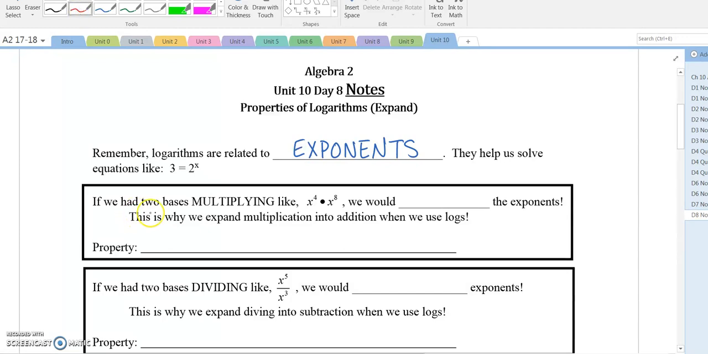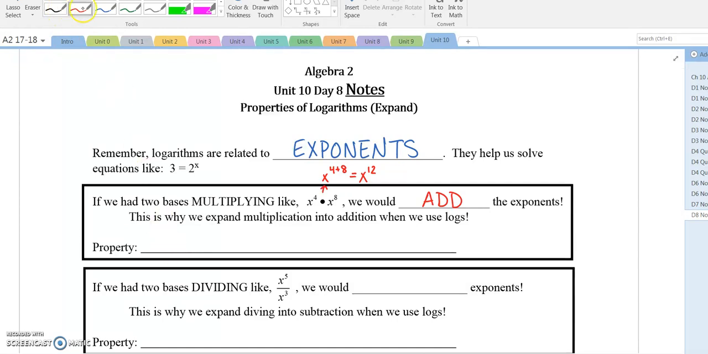For example, if we had two bases multiplying, like x to the fourth times x to the eighth, we would add the exponents, right? It would turn into x to the 4 plus 8, which is x to the 12th. Those two operations, multiplying and adding, they go together when it comes to logs too. So that's why we expand multiplication into addition when we use logs.